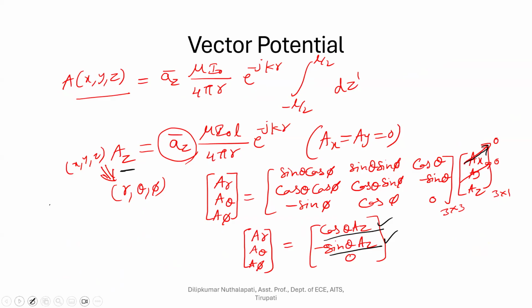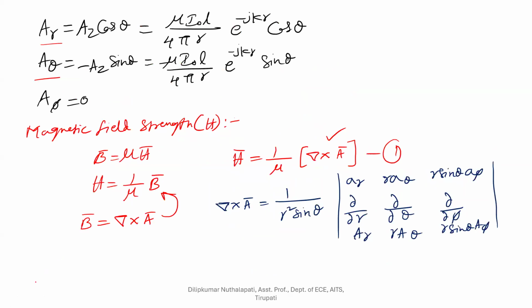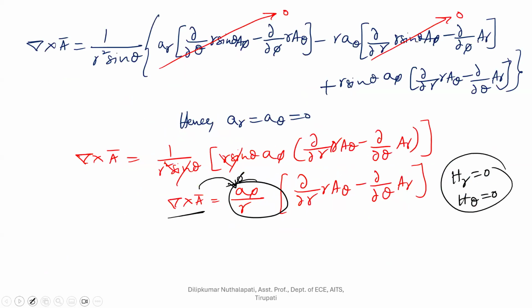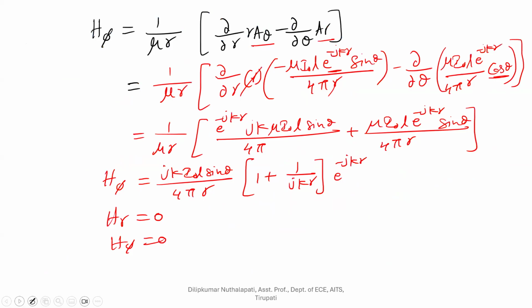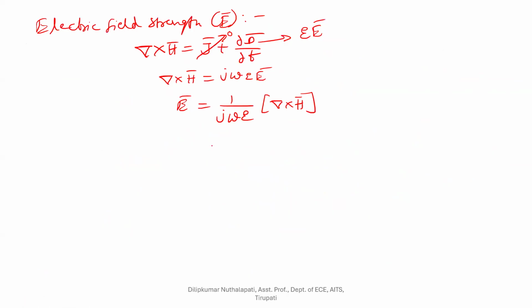In continuation to that, we have obtained the magnetic field strength, that is H bar, using the vector potential A bar, and simplifying that, we get H in terms of the phi component, and the other two terms are 0. And then we have started the electric field strength representation using Maxwell's equations.